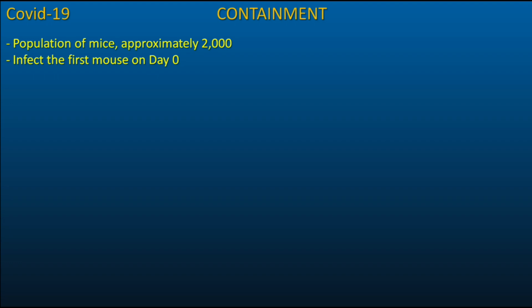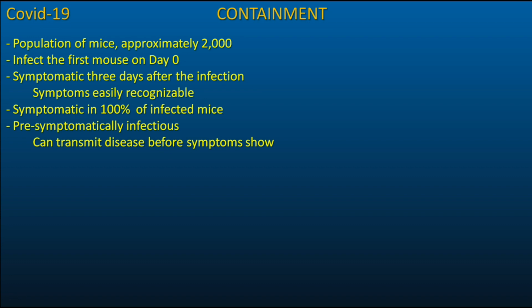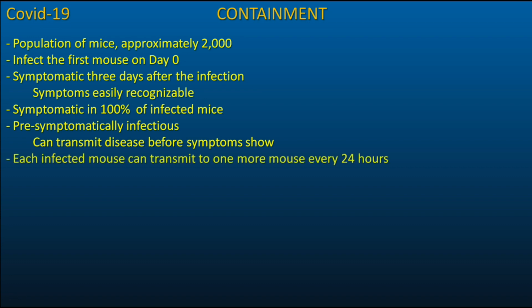In this new experiment, which we will call the containment experiment, we will again use the same population of 2,000 mice. The first mouse is infected on day 0 with a virus that can cause some sort of easily detectable symptoms. However, the symptoms do not appear until 3 days after the viral infection, and it will be 100% manifested, meaning that if 10 mice are infected, 3 days later, all 10 mice will show symptoms. Another requirement is that an infected mouse can transmit the disease to a new mouse before symptoms start. Or in other words, the disease caused by this virus is pre-symptomatically infectious in this mice population. Finally, each infected mouse can go on to infect one more mouse per 24 hours.